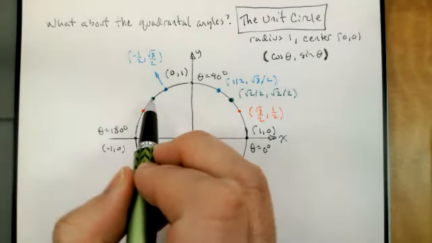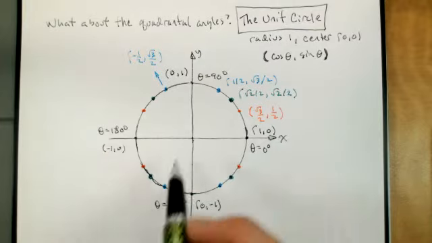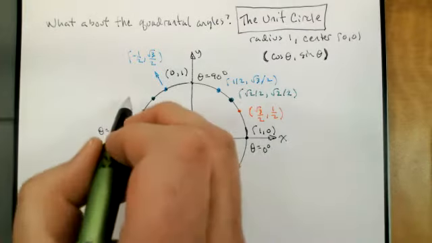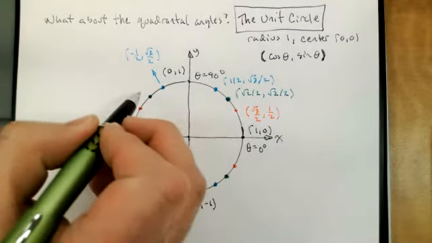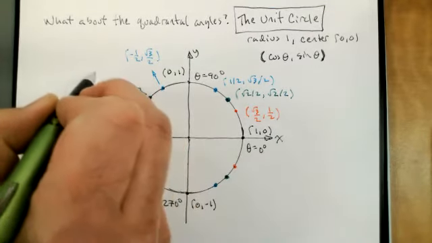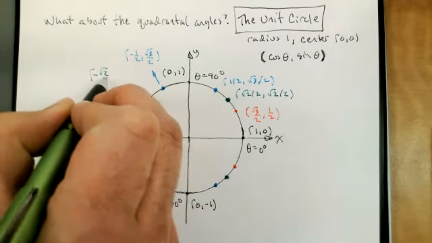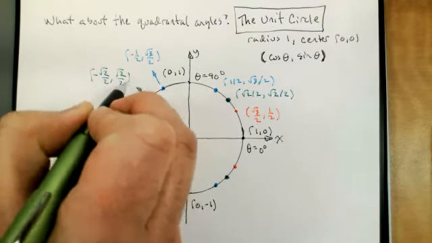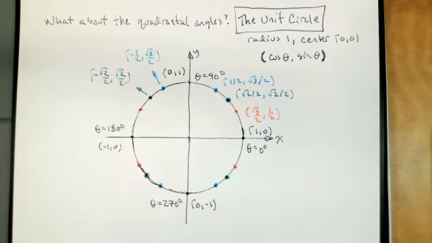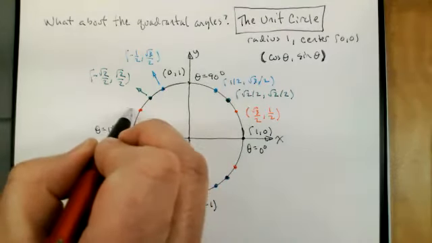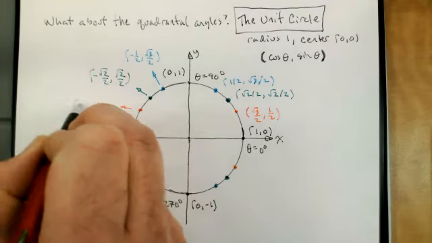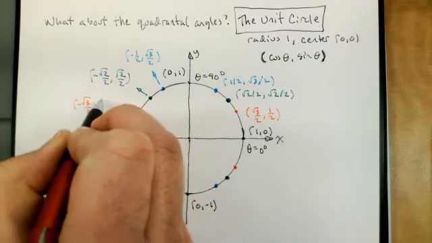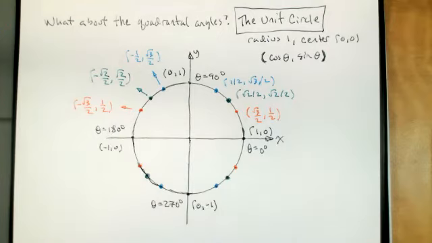At 135 degrees, which is 45 degrees in quadrant 2, the x's are negative, the y's are positive. So this point will be negative √2/2, positive √2/2. Then when we get to 150 degrees, our 30-degree reference angle, the x's are negative. So negative √3/2, positive 1/2. So those are the coordinates of those points going around.